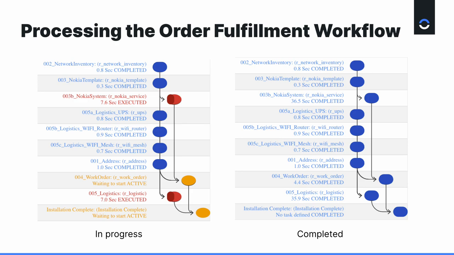To illustrate what the entire order fulfillment workflow can look like, let's take a look at these pictures. On the picture on the left, we have our installation process in progress state. As you can see, some of the processes are finished, and some of them are waiting for activation. And on this picture, this is the completed order installation process. So once all the sub-processes are completed, we can mark our entire installation process as completed.